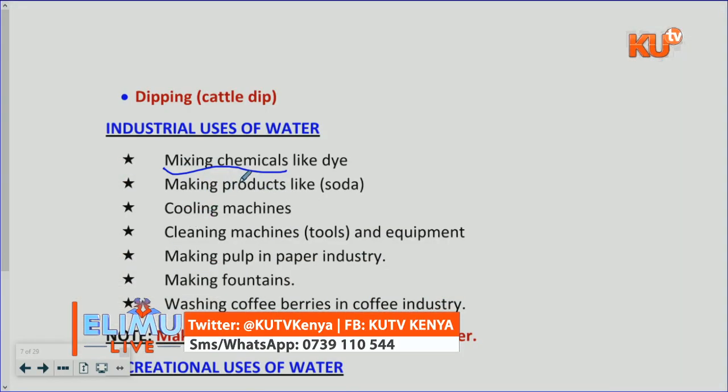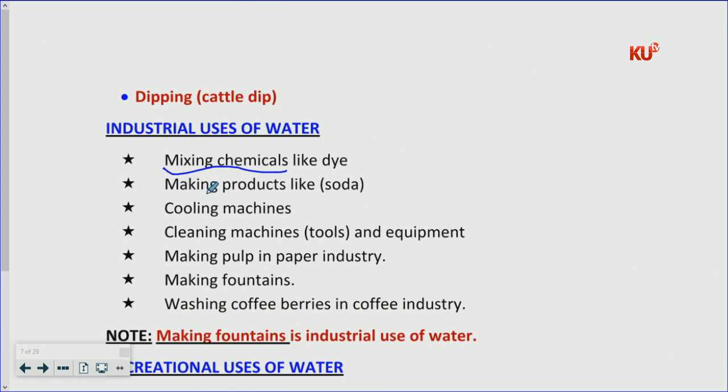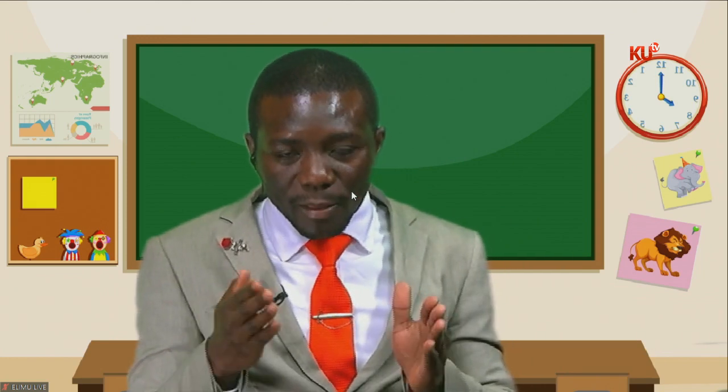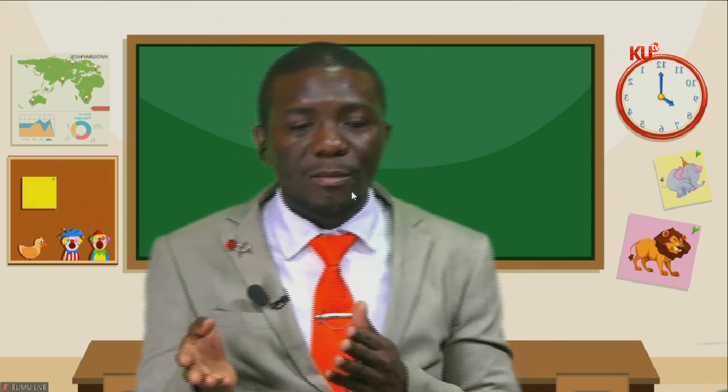So in industries, water is used for mixing chemicals. If you go to a bottling industry, like Coca-Cola bottles or Equator Bottlers at Kisumu, you'll find that water is used in making products like soda. Soda is a mixture of water. They use some chemicals there, and then they come up with a soft drink, known as what? A soda. And we enjoy drinking it.